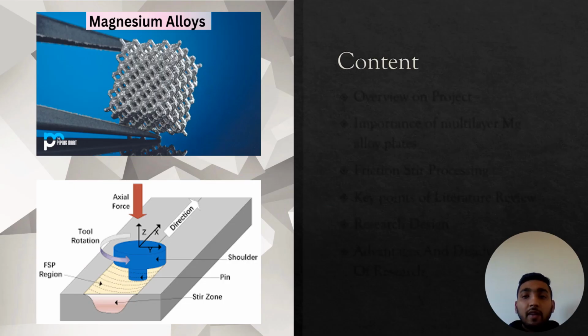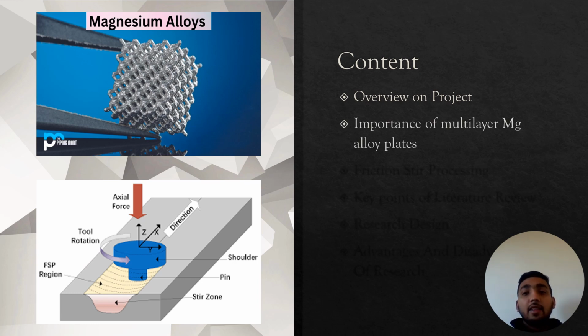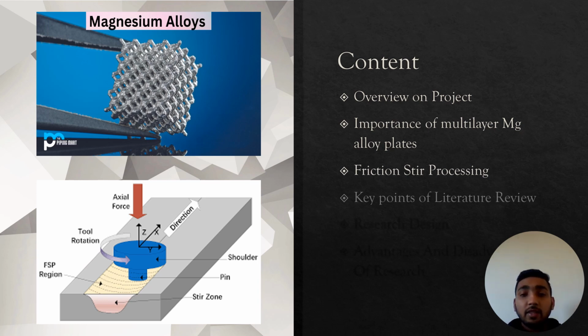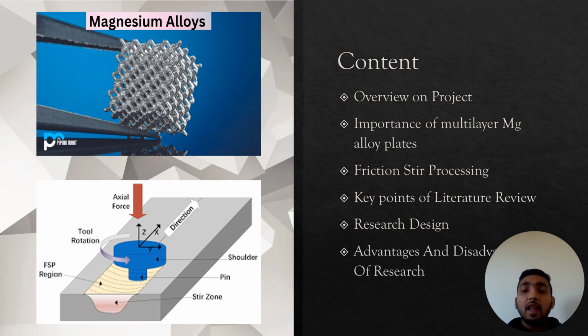First of all, a quick review of my project, which I will describe further in my presentation. First, I will cover an overview of my project. Then I will cover the importance of multi-layer Mg alloy plates. Then I will describe what friction stir processing is. Then I will describe the key points I found from the literature review. Then I will also describe the research design, and in the last I will give you information about the advantages and disadvantages of my research.